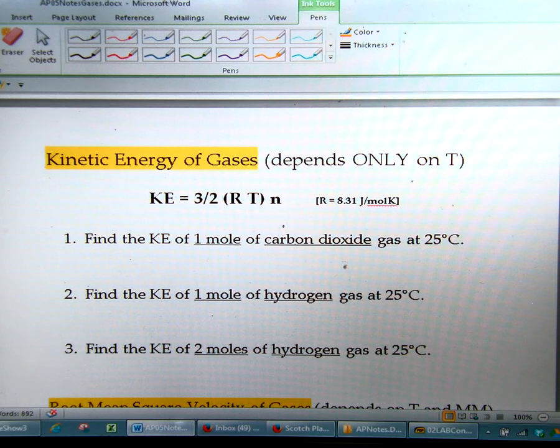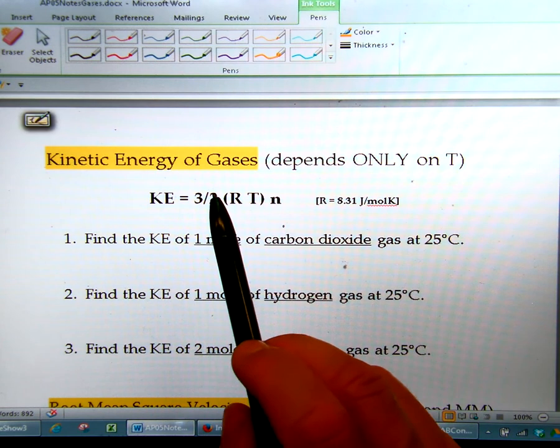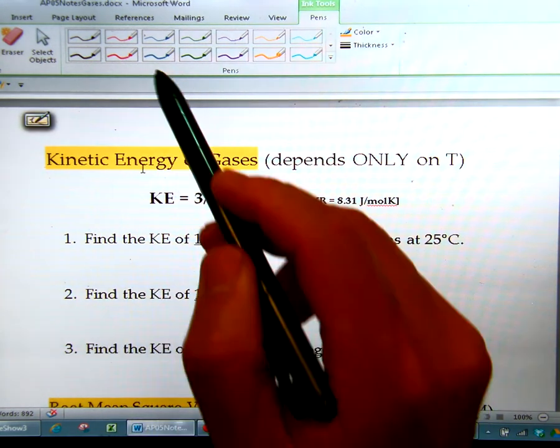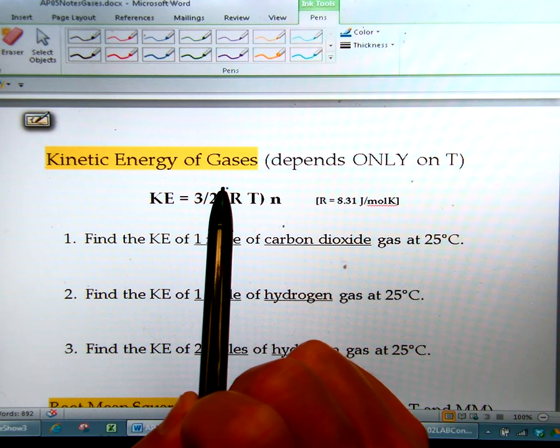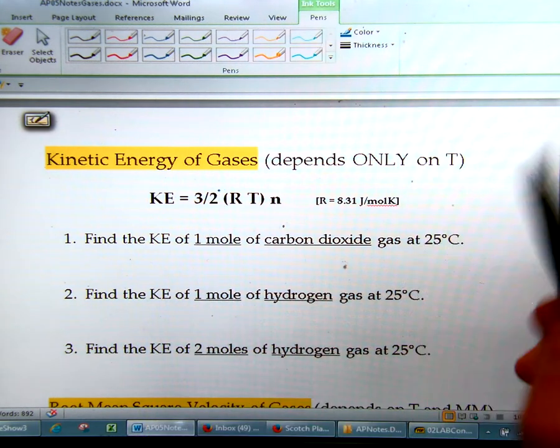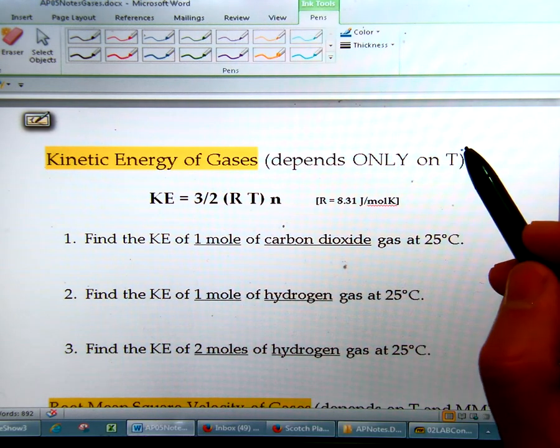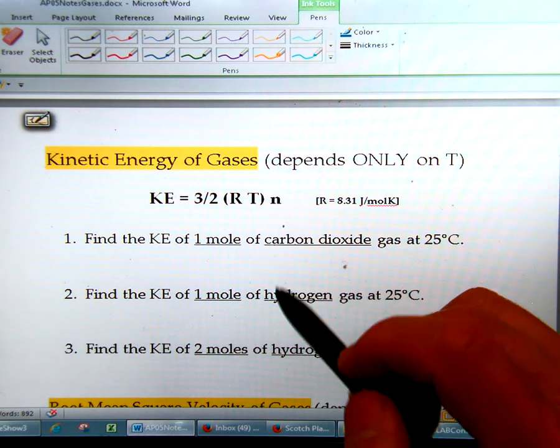Now we're on page 6 of the AP Chemistry Chapter 5 notes. We're going to be talking about the kinetic energy of gases. Kinetic energy is energy of motion. A couple of factors are going to affect the kinetic energy of the motion. In this case, it's only temperature, as well as the amount of gas.